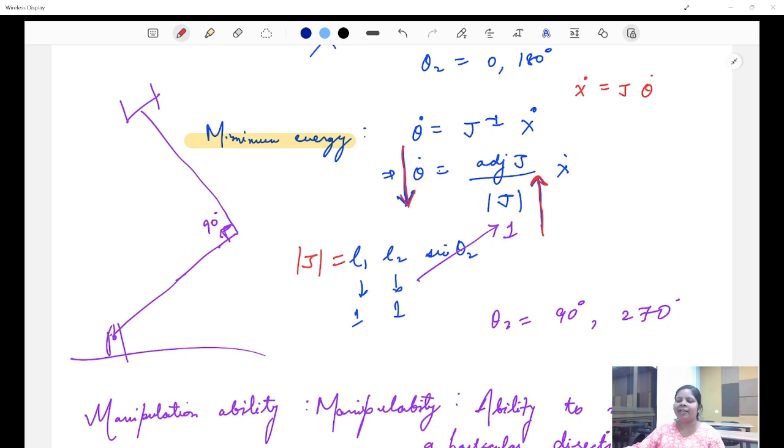When you try to write something with your hand, you never place it in a completely stretched position. You do not take it to a completely contracted position either, but you maintain a certain angle. And that angle for the minimization of energy is approximately 90 or 270 degrees. That is why we had the answer there.